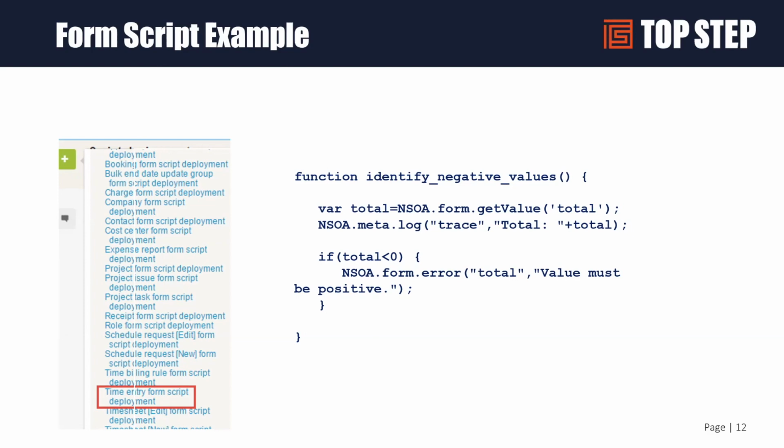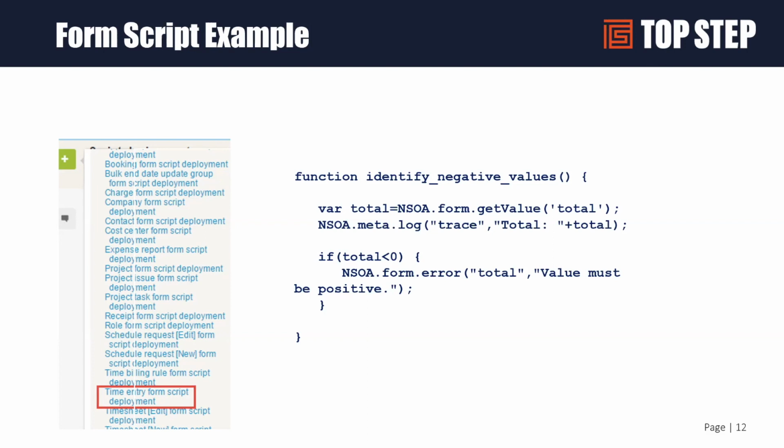What you see here is just a quick example of a form script. This is a form script on a time entry, and what this does is identify if somebody has put a negative value into that time entry box, and if they have, it throws an error. This was requested by a specific client a few years back. They did not want people putting in negative hours on any of their time entry boxes. And so we built this for them.